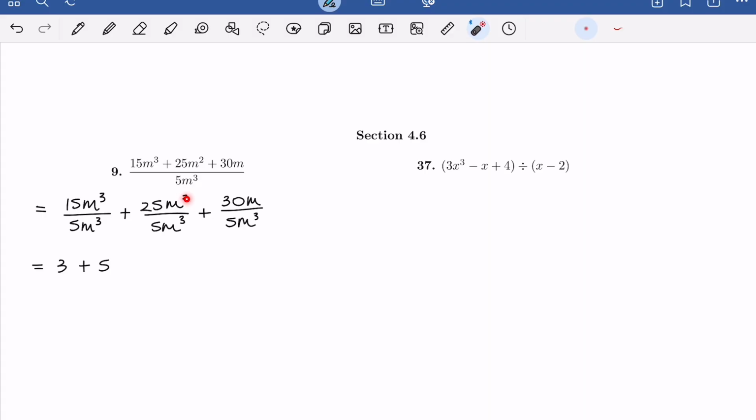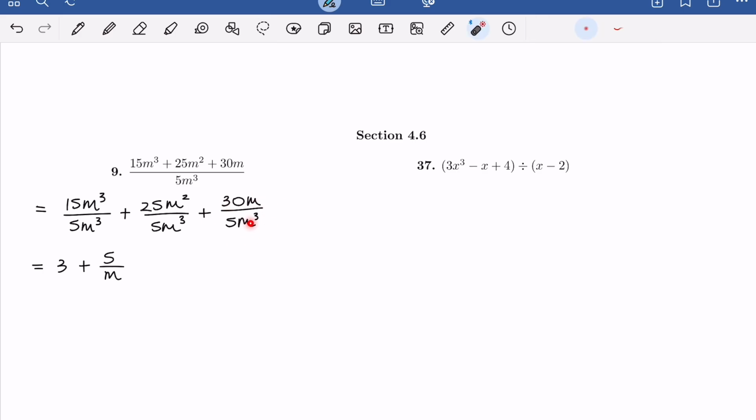And then notice we have an m squared in the numerator and m cubed in our denominator. Using our quotient rule for exponents, we know that we're going to be subtracting these exponents here. So this would give us 2 minus 3, which would give us a negative 1. And written with a positive exponent would just give us an m to the first power in our denominator. Let's move this over. So that would be our second term.